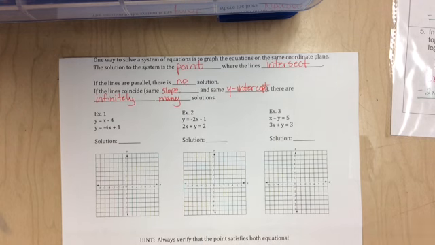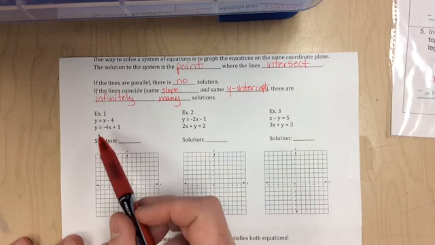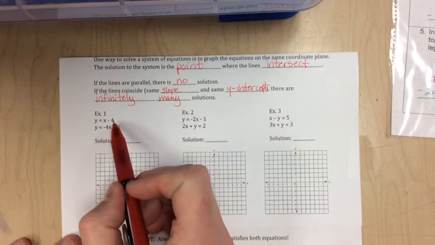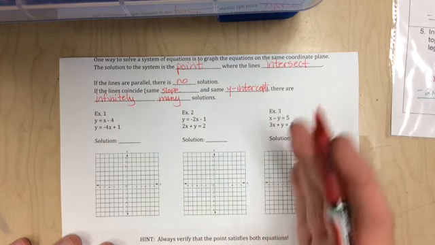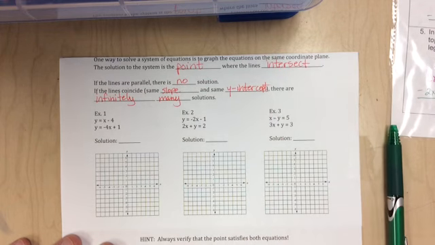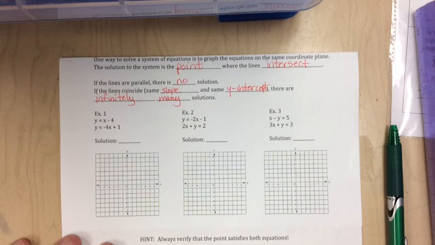So we're going to look at example number 1. Example number 1 gives us 2 equations in our system, y equals x minus 4 and y equals negative 4x plus 1. So let's graph both of them, and I'm going to use 2 different colors to graph them, and a ruler. A ruler is imperative for these problems. If you don't draw a straight line, you're never going to find the correct solution.